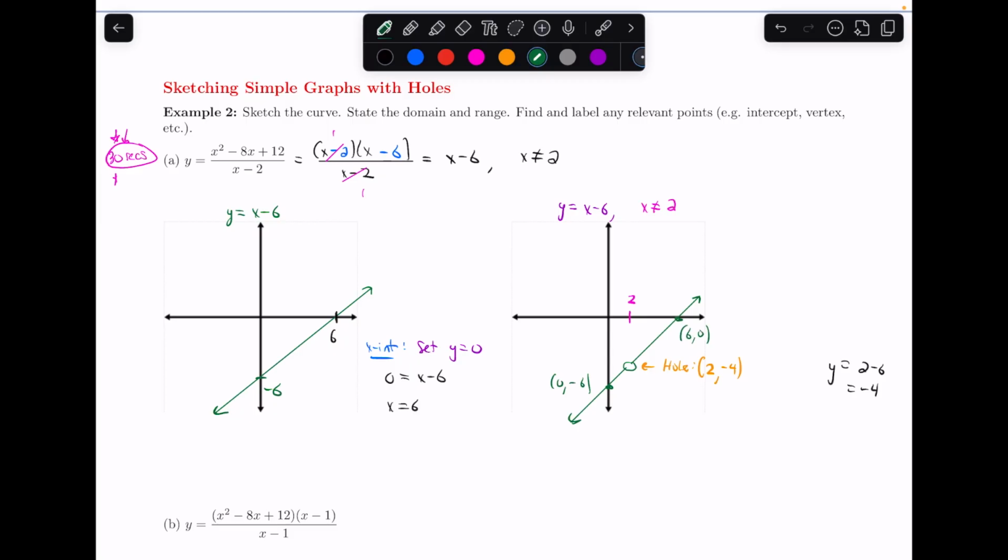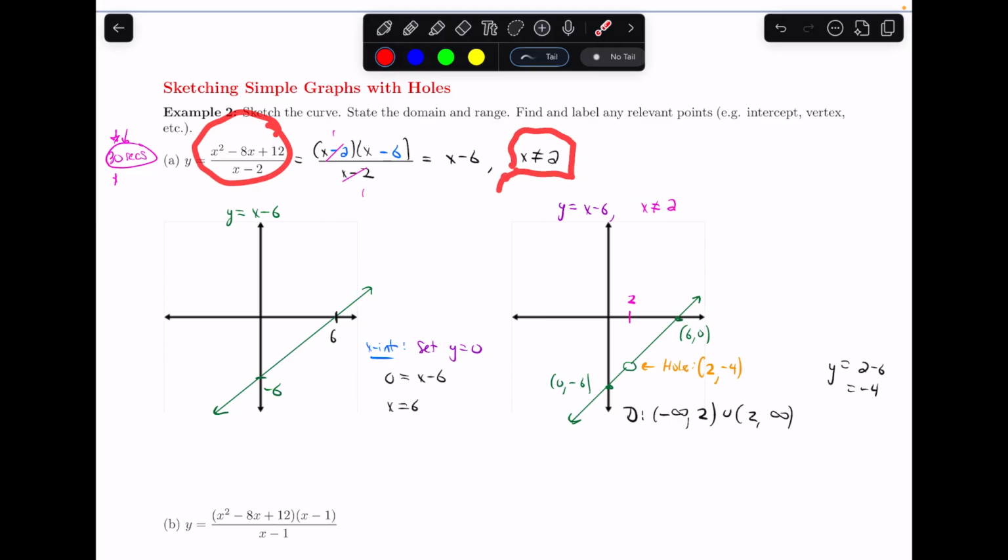Those are my intercepts. So at this point, I have the graph. I've labeled relevant points like intercepts. This has a hole. And then it wanted domain and range. So let's write those. So domain, my x values. Well, if I look at the graph, x can be anything except 2. 2 gets skipped, and then I keep on going. So my domain is -infinity to 2, union, 2 to infinity. I can also see that from the original formula, because the only restriction was x is not equal to 2, so the domain should be everything else except for 2.